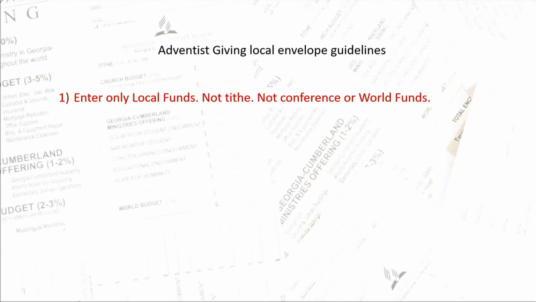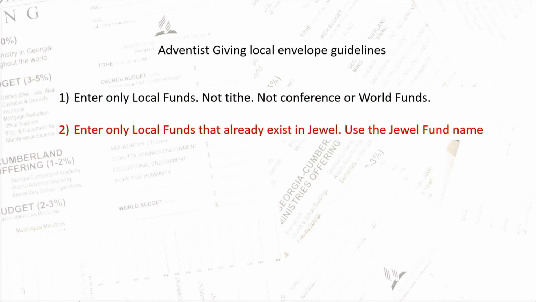This box should only contain local offerings, no tithe, no conference ministries, or ADRA. Those options are available to your donors in other sections of Adventist Giving. This one is for local church offerings only. Only local funds that exist already in Jewel should be entered here, preferably with the same name. You'll be mapping these accounts directly to your Jewel local accounts, so they should be the same.